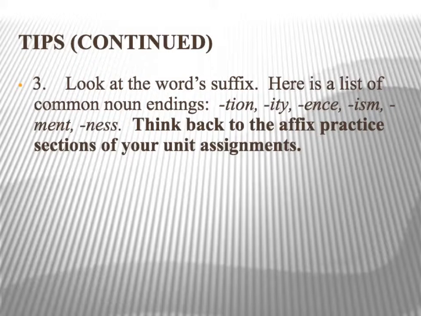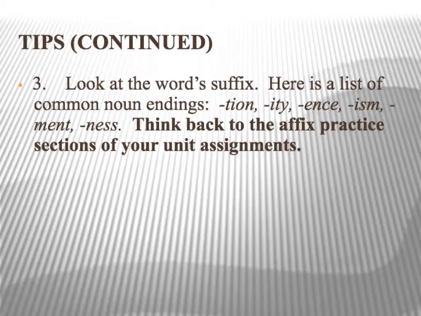Tip number 3, look at the word's suffix. Here is a list of common noun endings. This is going to be particularly helpful in the vocabulary that we work with this year. On our word lists, you'll have different words that have these endings, and you'll know to use them as nouns. They will be referred to as nouns. On the unit assignments, when we change certain words from verbs to adjectives, or adjectives to adverbs, and things to nouns, these suffixes are what we will use when we're using nouns.